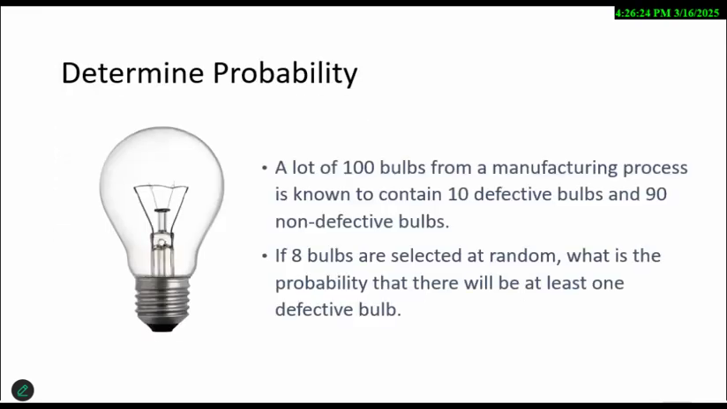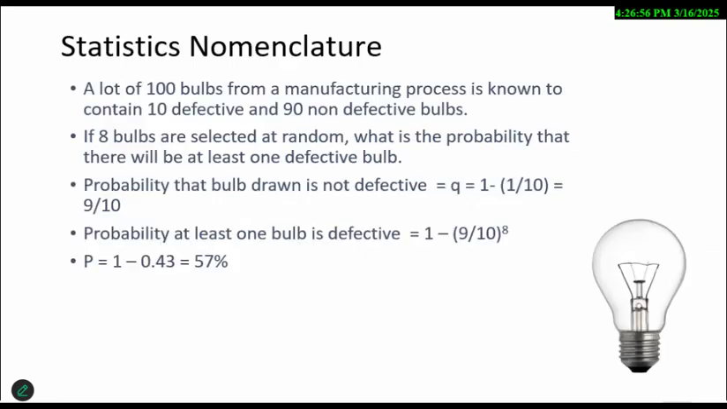Probability. If I have 10 bad bulbs and 90 good ones in a lot of 100, if I just select one, I have a 10 out of 100 chance of being a bad bulb. Or 9 out of 10 is a good bulb. If I select 8 bulbs at random, what's the probability there'll be at least one defective bulb? Oh, this is an ugly question. This is, again, another college class just on doing statistics and probability.